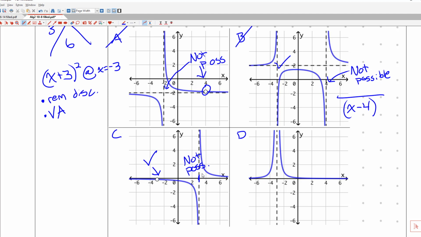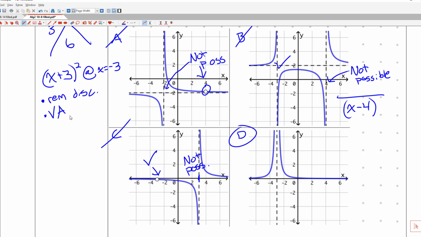It's not possible because I need to have some sort of x minus 3 in the denominator. I only have an x plus 3. And then finally, the correct answer is D, not C, because it has a vertical asymptote at -3, and that's the only thing that we can show. We don't know whether it was a removable discontinuity or vertical asymptote.